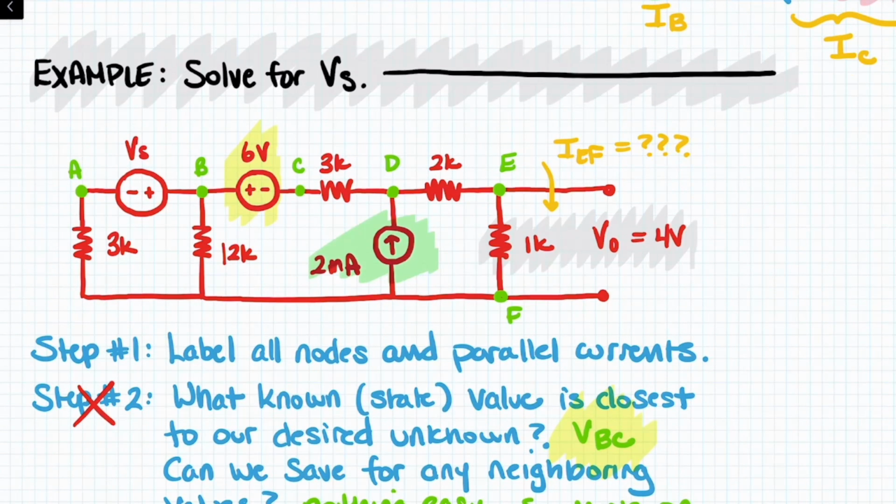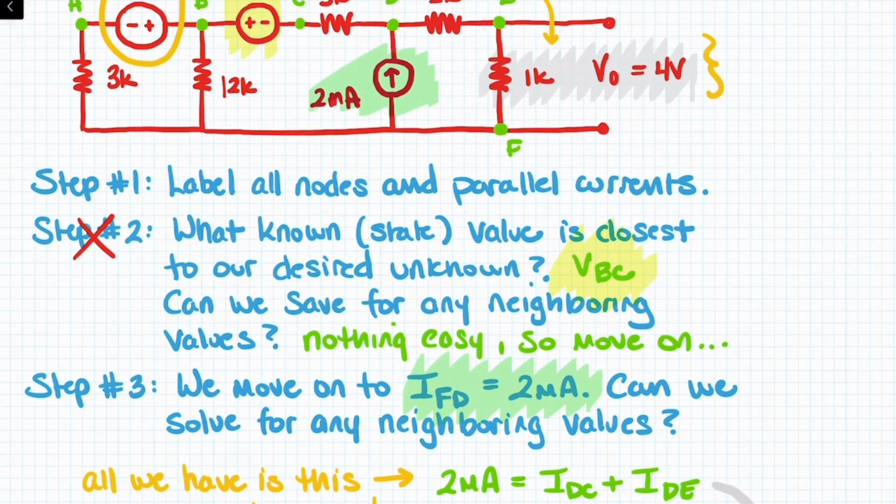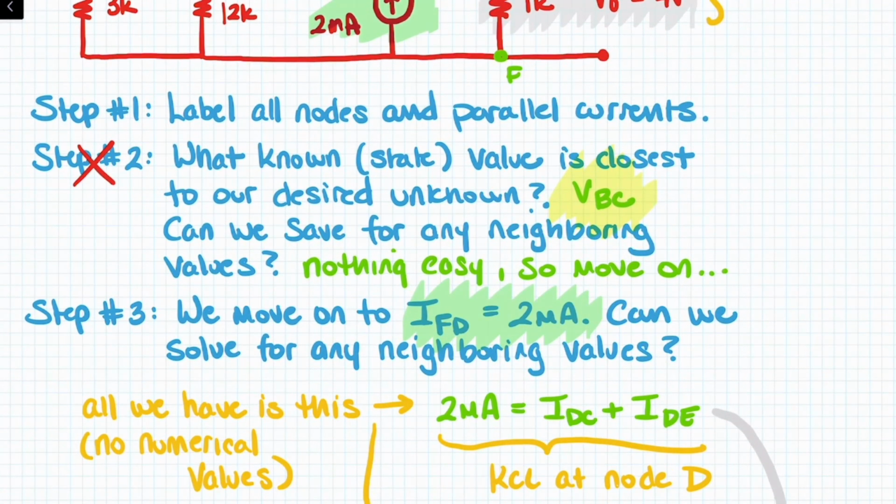So we want to solve for VS, which is this source right here, and we do not know the voltage which it generates. We know all these resistance values. We have a second known voltage source, and then we know what the voltage is across that 1 kilo ohm resistor. This output voltage is 4 volts. So how do we solve this?